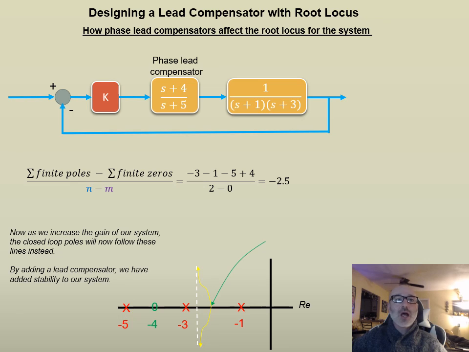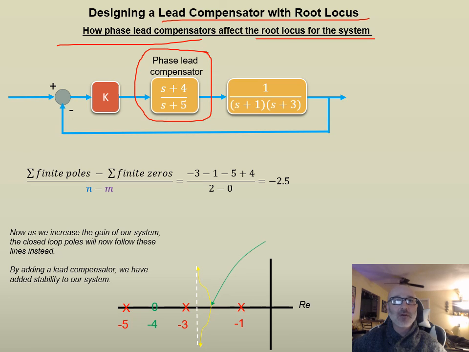So continuing on with designing this lead compensator with root locus, let's see how the root locus system is going to be affected if we add in a phase lead compensator. So you can see right here, this is where we're going to add in that phase lead compensator. And let's arbitrarily choose s plus 4 over s plus 5 for this. And we'll see how this is going to affect our root locus plot. So you can see we're still going to have the 2 poles here, one at -1 and one at -3. But we've also now added a 0 at -4 and another pole over here now at -5.